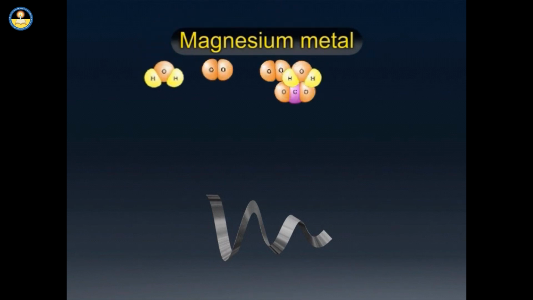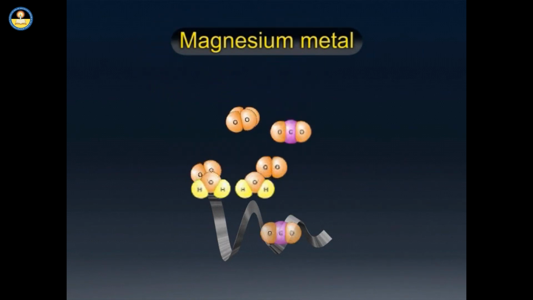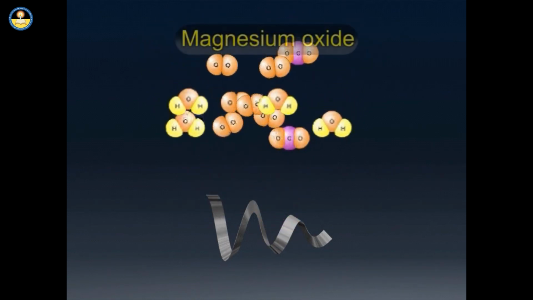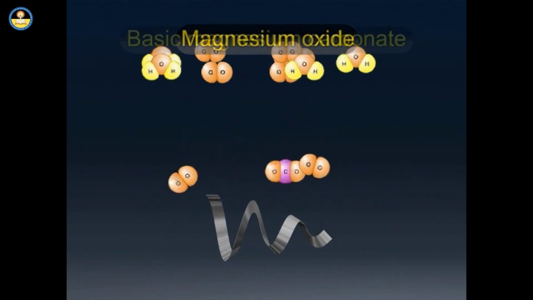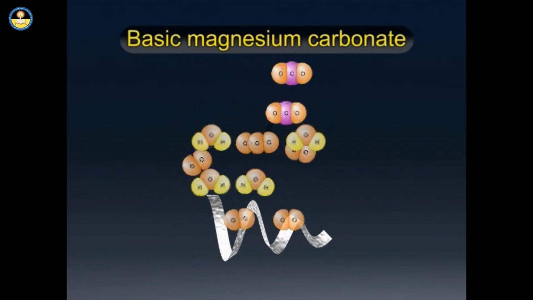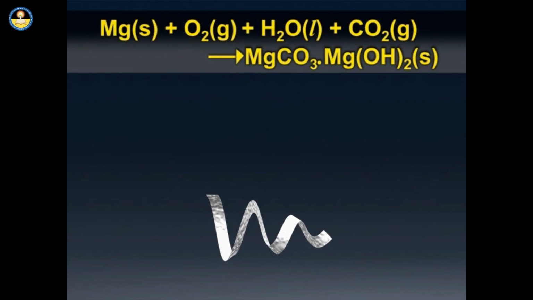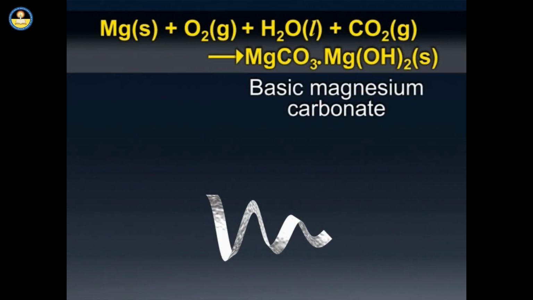Magnesium metal, if kept in an open atmosphere, has its surface oxidized to white-colored magnesium oxide or basic magnesium carbonate. Magnesium in solid state reacts with oxygen in gaseous state, H2O in liquid state and CO2 in gaseous state to give MgCO3·Mg(OH)2, which is basic magnesium carbonate.